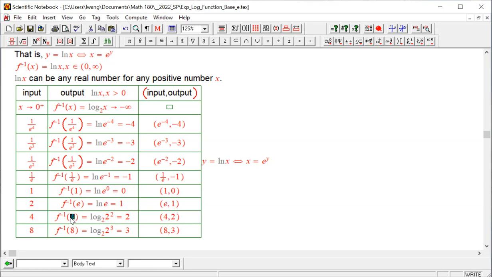When the input is e squared, that's going to be ln e squared. We've chosen some convenient numbers, and these numbers are the power of e. So when the input is e squared, the output is 2. When the input is e to the power 3, for this new rule of function, we get ln e to the power 3, and the output is 3.